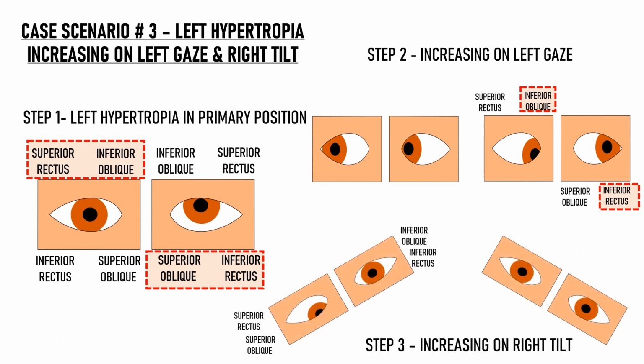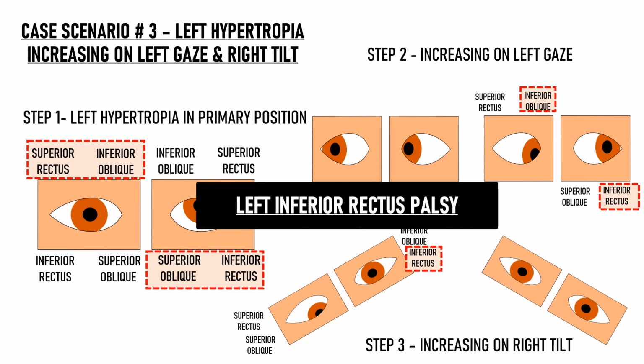Step 3, this hypertropia increases on right head tilt. On right head tilt, the intortus of right eye would get activated, right superior oblique and right superior rectus, and the extortus of left eye would get activated, that is left inferior rectus and left inferior oblique. In the second step, we were left with only two muscles, left inferior rectus and left inferior oblique. Right eye inferior oblique is not working in this tilt, so the only muscle remaining is left eye inferior rectus, and this is a case of left eye inferior rectus palsy.